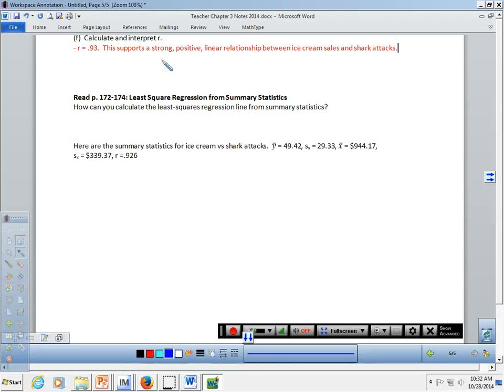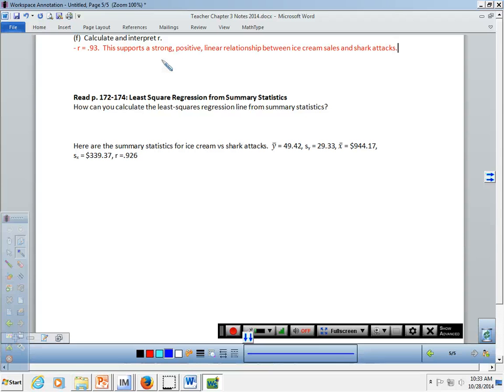But as far as interpreting R, simply saying that it supports the strong positive linear relationship between ice cream sales and shark attacks that we put in there before makes enough sense. Okay? That's how you would interpret R as well. There's a strong positive linear relationship between ice cream sales and shark attacks. Now again, R alone doesn't tell us linear. So we'd have to have the scatter plot to verify that it actually is linear. But because we have it, I know it's linear, I can go ahead and say it's a strong, positive, linear relationship. Okay? All right, we're going to keep going here.